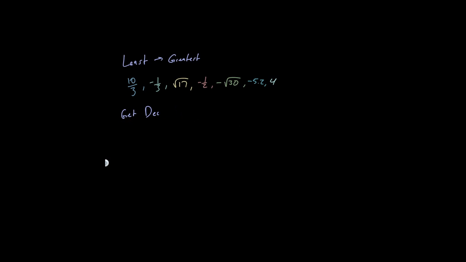This is 3.3 repeating. This one is negative 0.3 repeating. This one, it's a little bit more than 4, 4.12. That's negative 0.5. This one's a little bit more than negative 5. There you go, negative 5.48. And then you got negative 5.2 and 4.